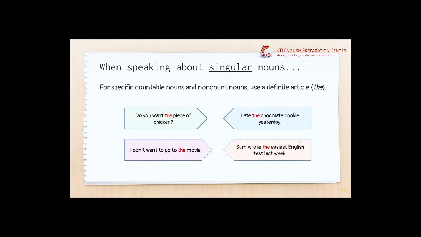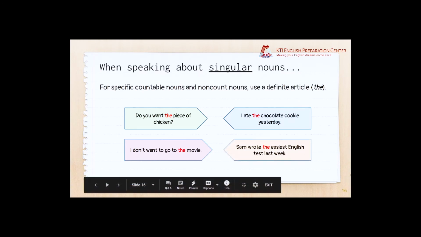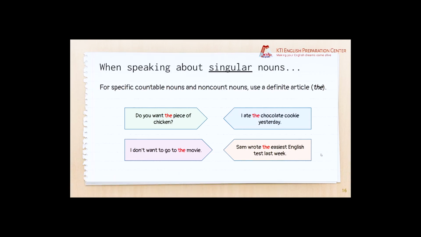Okay? Sam wrote the easiest English test last week. Okay? An example: that specific one he wrote was the easiest for him.